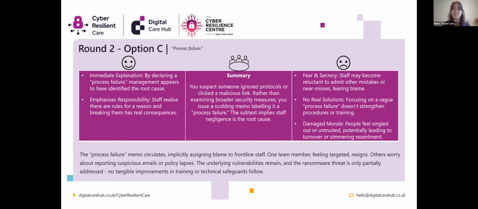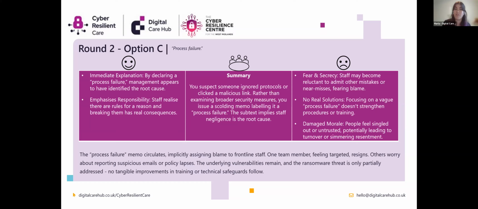Option C, so this has all been a process failure, so you decide to blame the staff. So obviously there's an immediate explanation for this, which is a positive. You declare it as a process failure. Management appears to have identified the root cause, and you emphasize the responsibility. So staff realize there are rules for a reason, and breaking them or making mistakes has real consequences. The negatives of this, of course, is that there's fear and secrecy. So staff might become reluctant to admit other mistakes or near misses, for fear of blame.